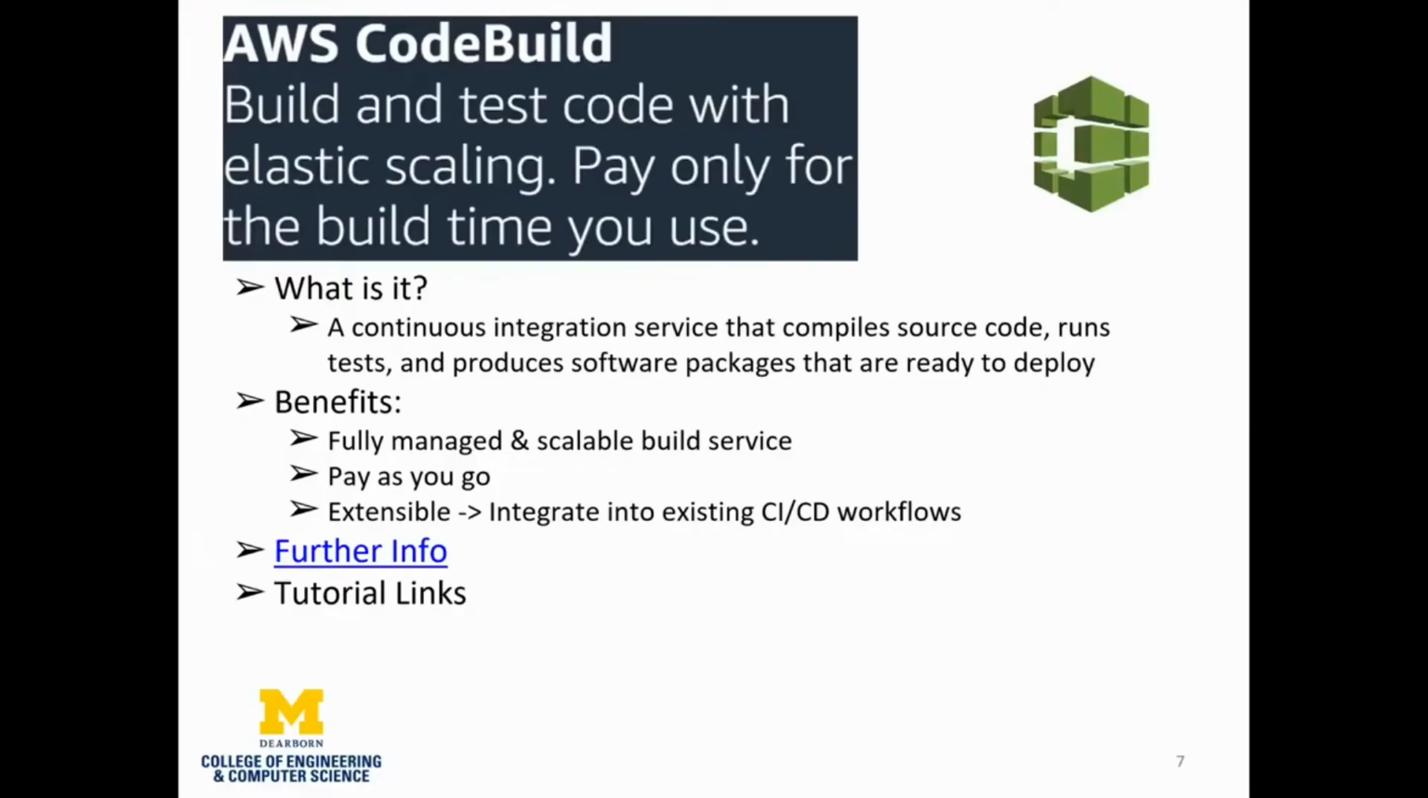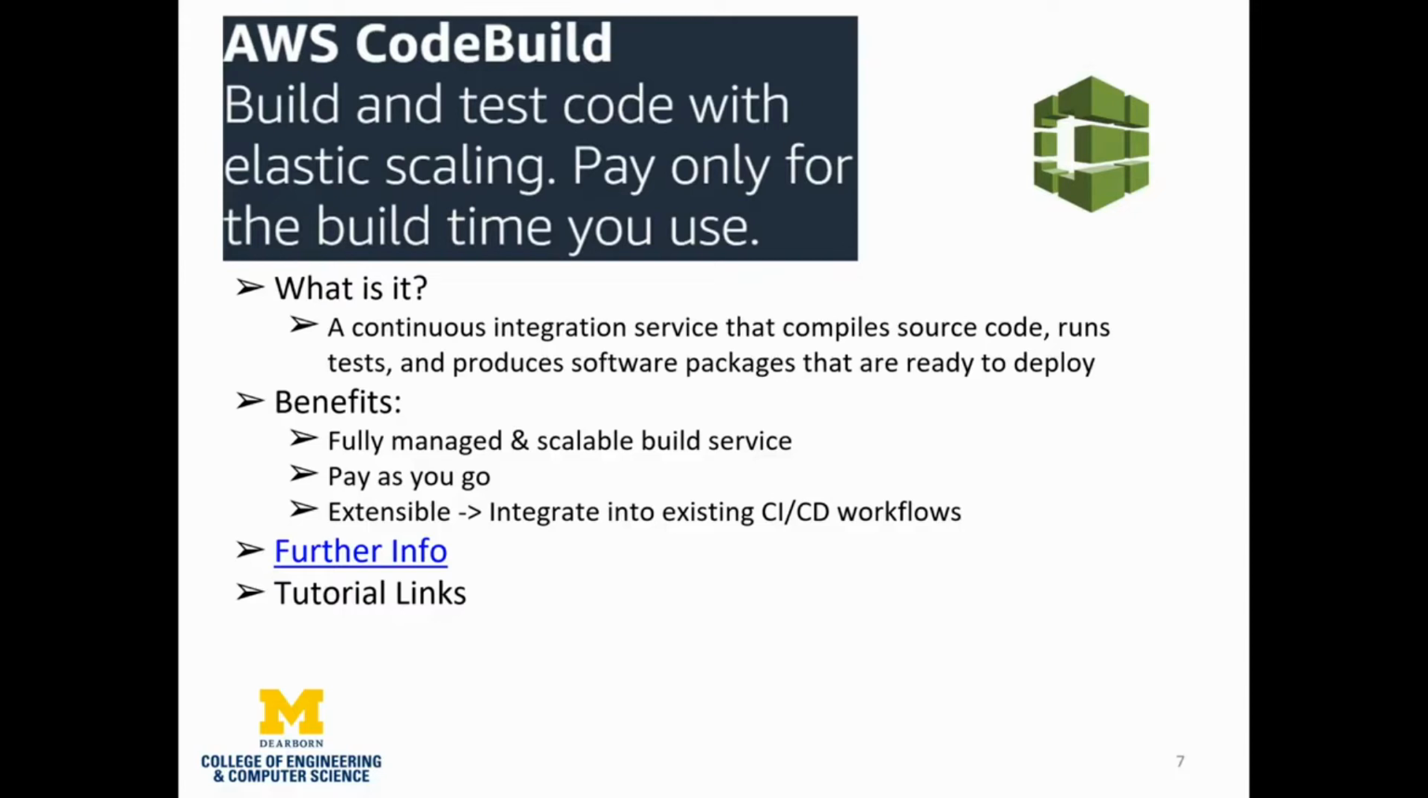So after AWS CodeCommit, the next step is CodeBuild. In short, it's a continuous integration service that compiles the source code, runs the tests, and produces software packages that are ready to deploy. Let's say, for example, we make a change in the source code and that change is committed. So AWS CodeCommit will run, and then AWS CodeBuild will run. Let's say the change we made results in errors, then CodeBuild will fail, which means it will not initiate CodeDeploy.